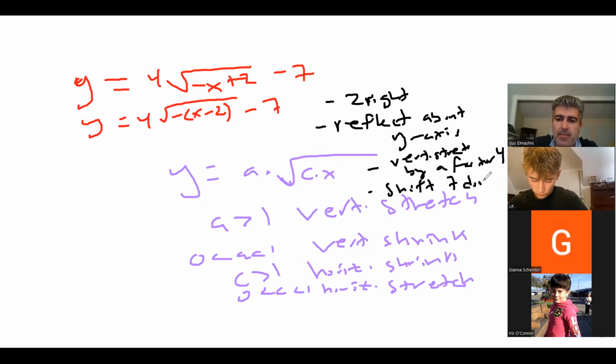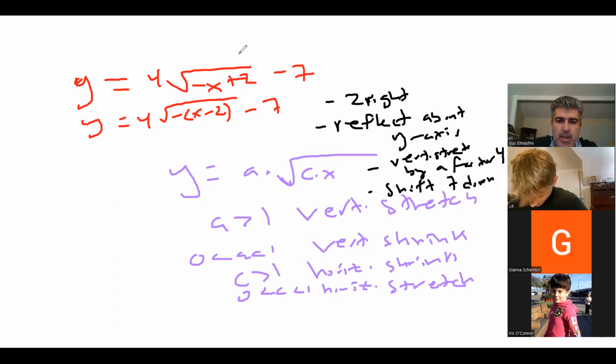So you have to distribute the negative to the 2, so it's now to the right? But what I do, actually, I factor out the negative. Oh, okay. Yeah. So that way I can explicitly see that, oh yeah, I'm causing a shift of 2 right.